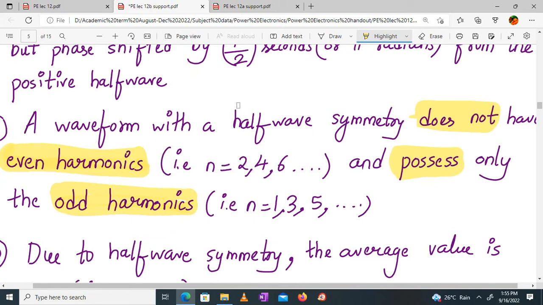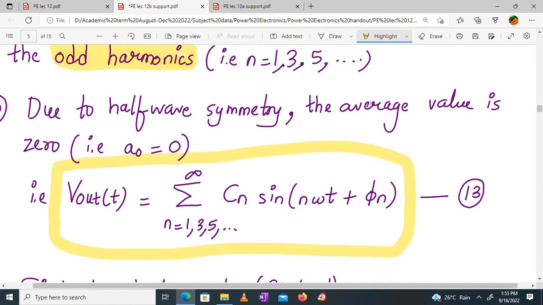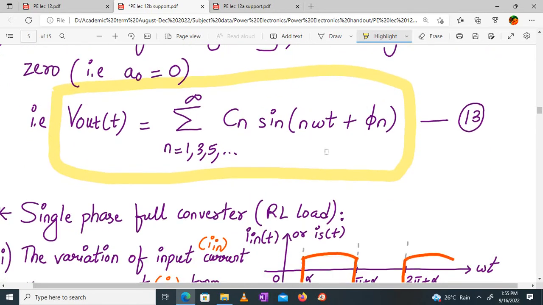So due to this half wave symmetry, the average value will also be 0. A naught will be 0, because of half wave symmetry. So this is how my Fourier series will look now. V out of t will be summation over n, which is 1, 3, 5, odd harmonics, of Cn, you know what Cn is, right, sin of n omega t plus phi n. This is equation number 13. Understood this point?